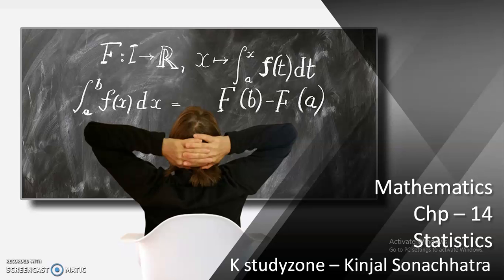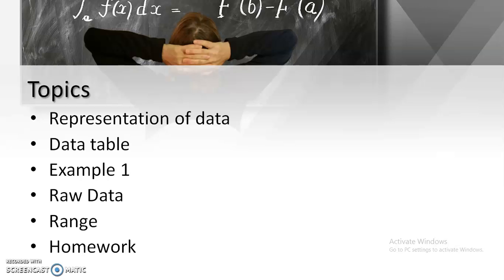This is the third tutorial of Statistics chapter 14 of standard 9th. In the last session we did exercise 14.1, and in this session we will go to the next. So don't waste your time, let's go to the session. Today's topics are representation of data, data table, example 1, raw data, range and, obviously, homework. So starting with the first, representation of data.